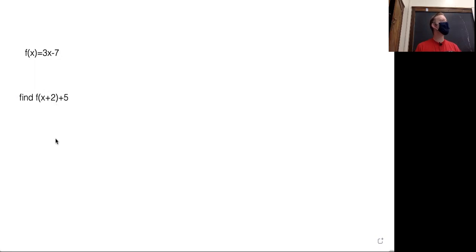So notice I have a number inside the parentheses that's being added. I also have a number outside the parentheses that's being added. So I have two different numbers that are modifying this function. So we're going to have to be extra careful when we set this problem up. So I'm going to color coordinate in more than one way. Similarly to the last examples, I need to replace the x that's in my function with the expression x plus 2 that I have inside my parentheses here. I also need to make sure that I have this plus 5 on the end of my function right here. So let's start by substituting in the x plus 2. Let's start with that and we'll work from there.